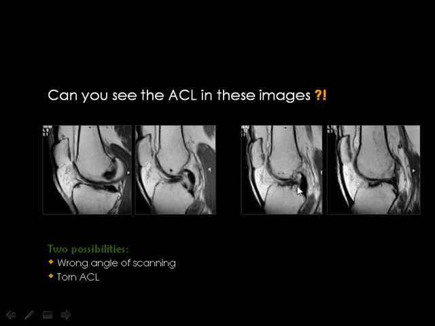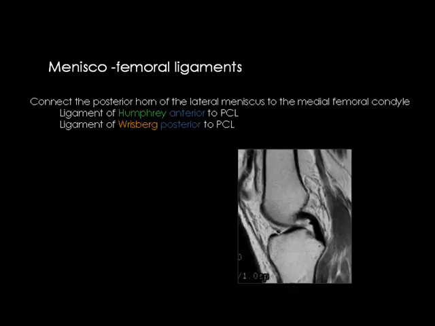Then, what do you think? If you don't see the anterior cruciate ligament, it is either torn, or the examination technique is wrong. Because while we examine the patient, the operator may select a wrong angle for sectioning. Then you will not see the anterior cruciate ligament. And I will tell you how to discriminate between both conditions.